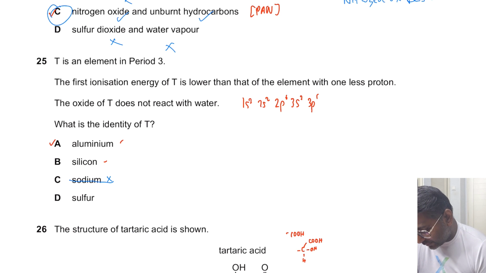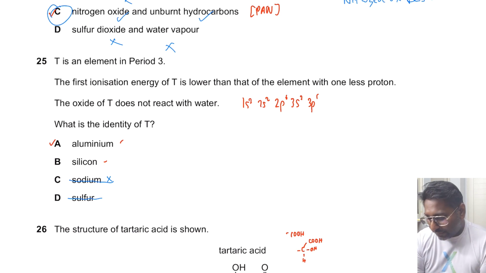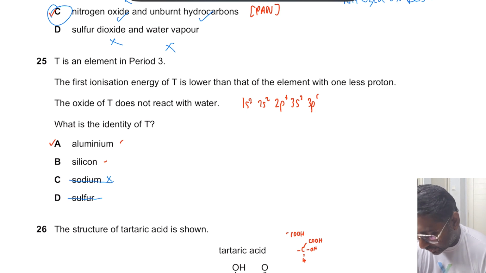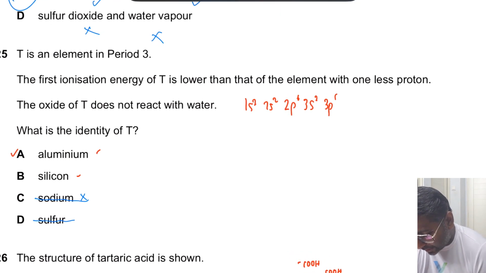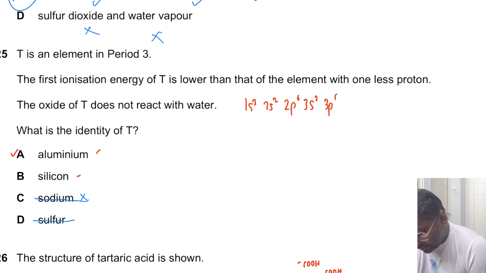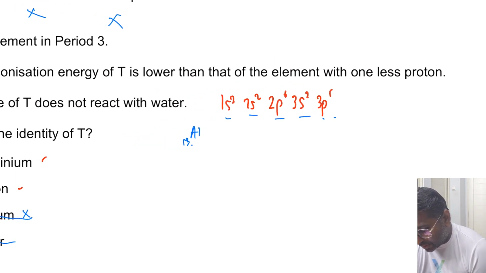Silicon oxide also has no reaction with water. Sulfur oxide, sulfur dioxide, reacts with water to give H2SO3 and so on, so no. So it must be between aluminium and silicon. They say the first ionization energy of T is lower than the element of one less proton. If you look at aluminium, aluminium is 13, so 1s2, 2s2, 2p6, 3s2, and 3p1. If you compare with the one with one less proton, it means they have 1s2, 2s2, 2p6, 3s2.